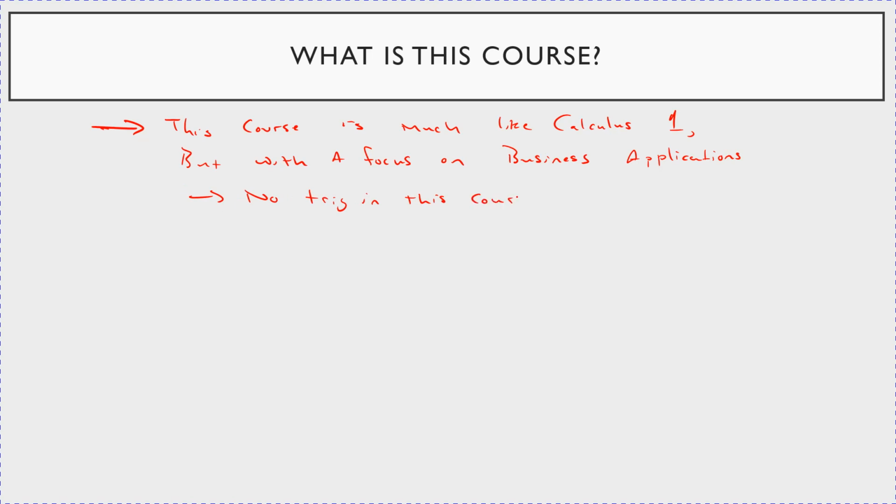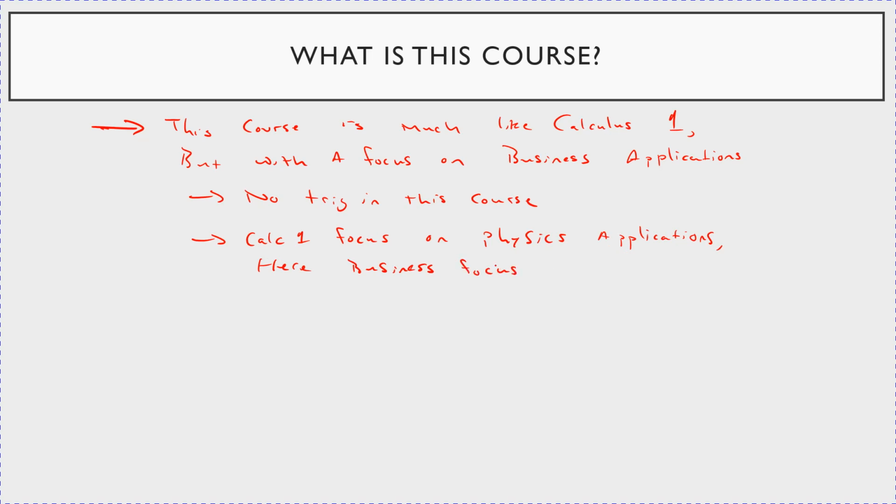All right, so when you take a traditional Calc 1 course, you'll learn all the same basic concepts we learn in this course, but then you'll also expand on them to the trigonometric functions. We don't do any trig in this course. And Calc 1 courses focus on physics problems, and we won't be doing that in this class. Here it's a business focus.